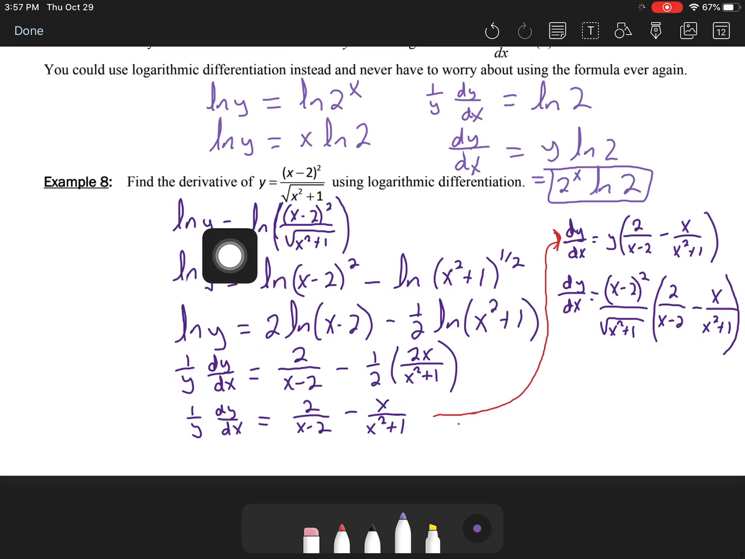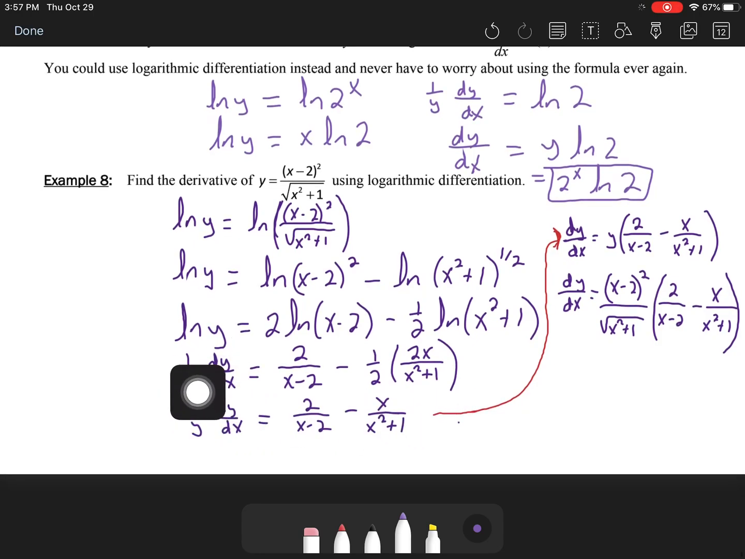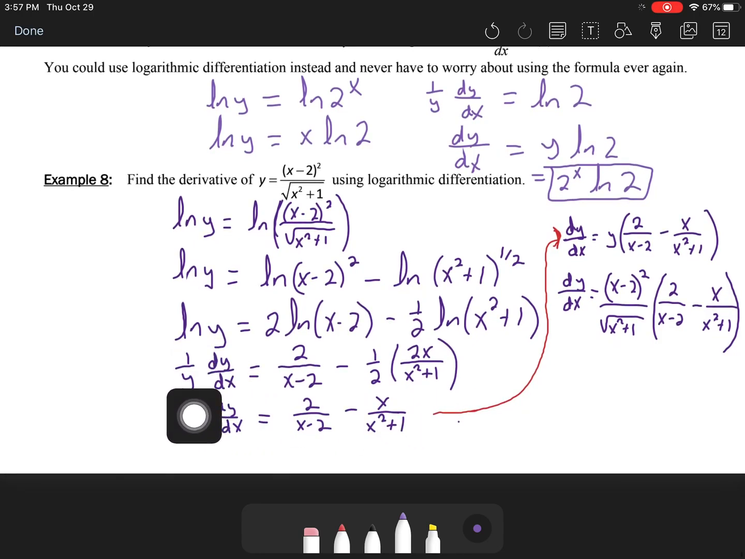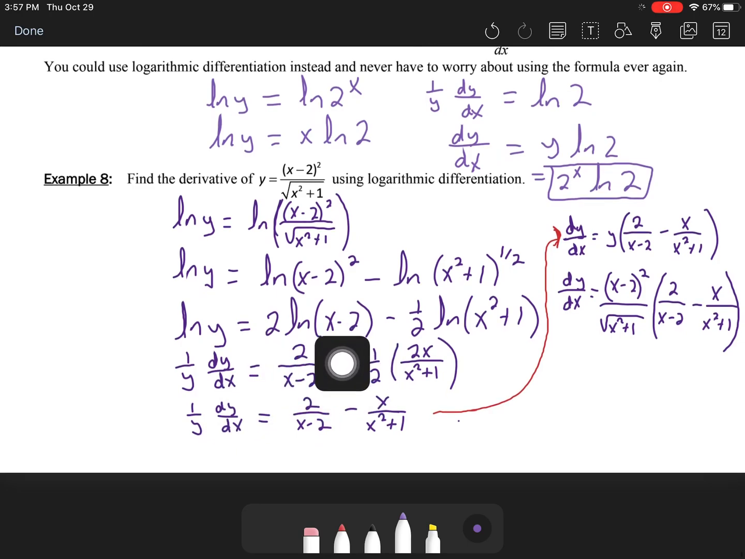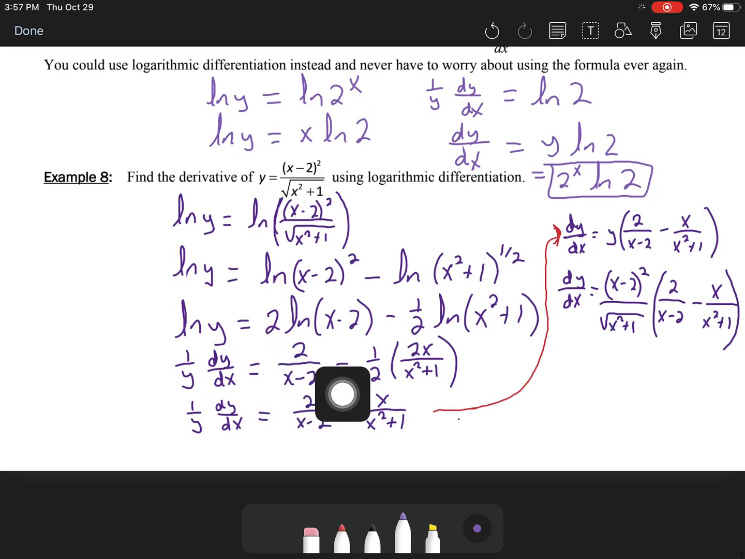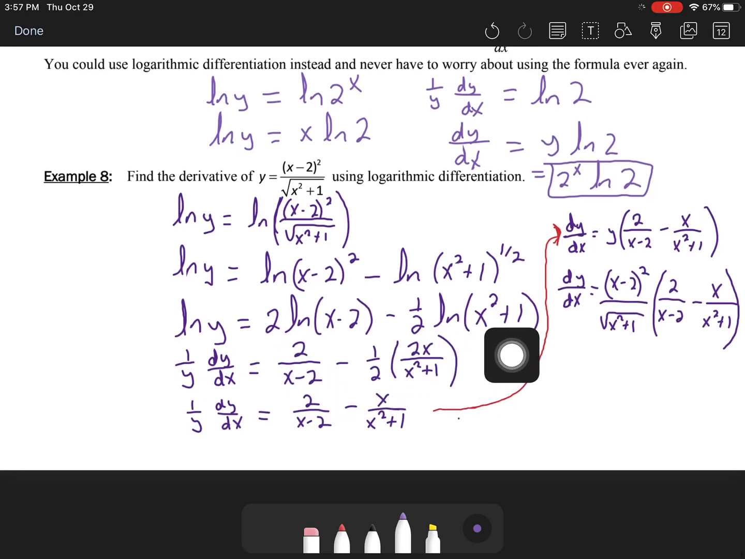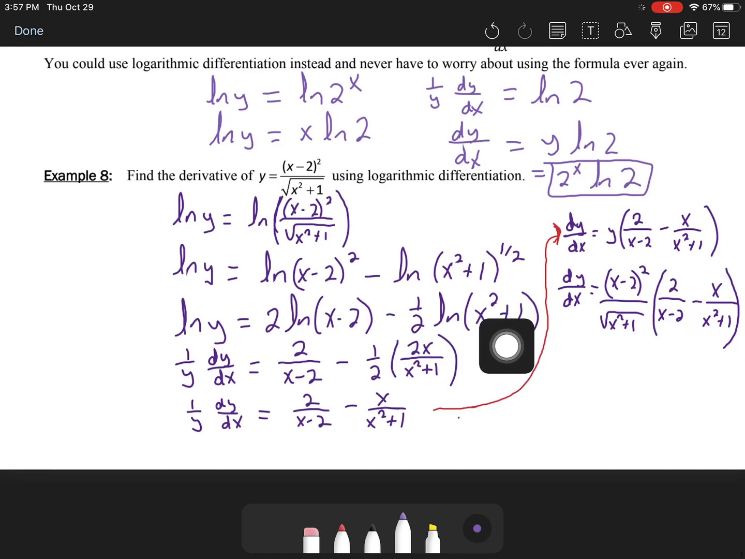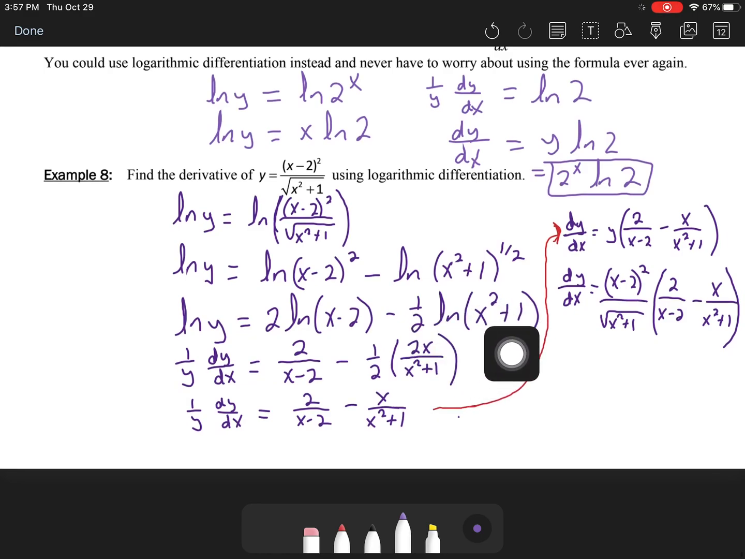And now at this point, in this row, I'm ready to start doing derivatives. So the derivative of ln of y is 1 over y, and then dy/dx. Okay, over here, the derivative of ln of x minus 2 is 1 over x minus 2. And then that 2 was already there, so that stays in the numerator. And this piece too, the derivative of ln of x squared plus 1 is 1 over x squared plus 1 times the derivative of that, which is 2x, so the 2x is in the numerator, right?